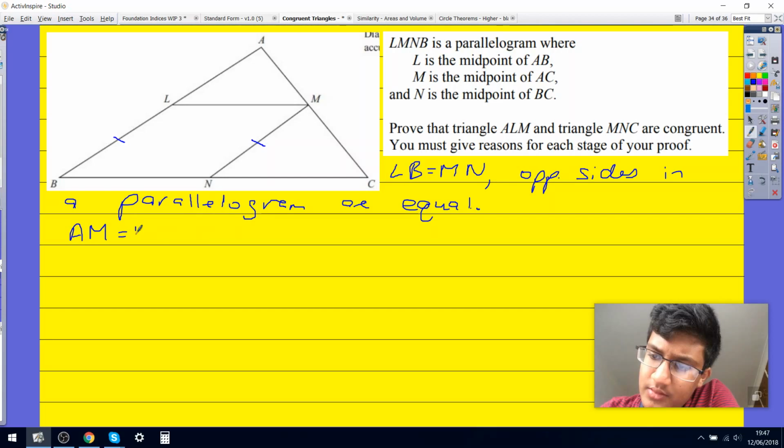And we know that LB equals MN, so therefore LA equals MN. L is the midpoint of AB, and therefore AL equals MN. Is that all you need? Oh yeah, then you have to say side, side, side, and therefore it's congruent.